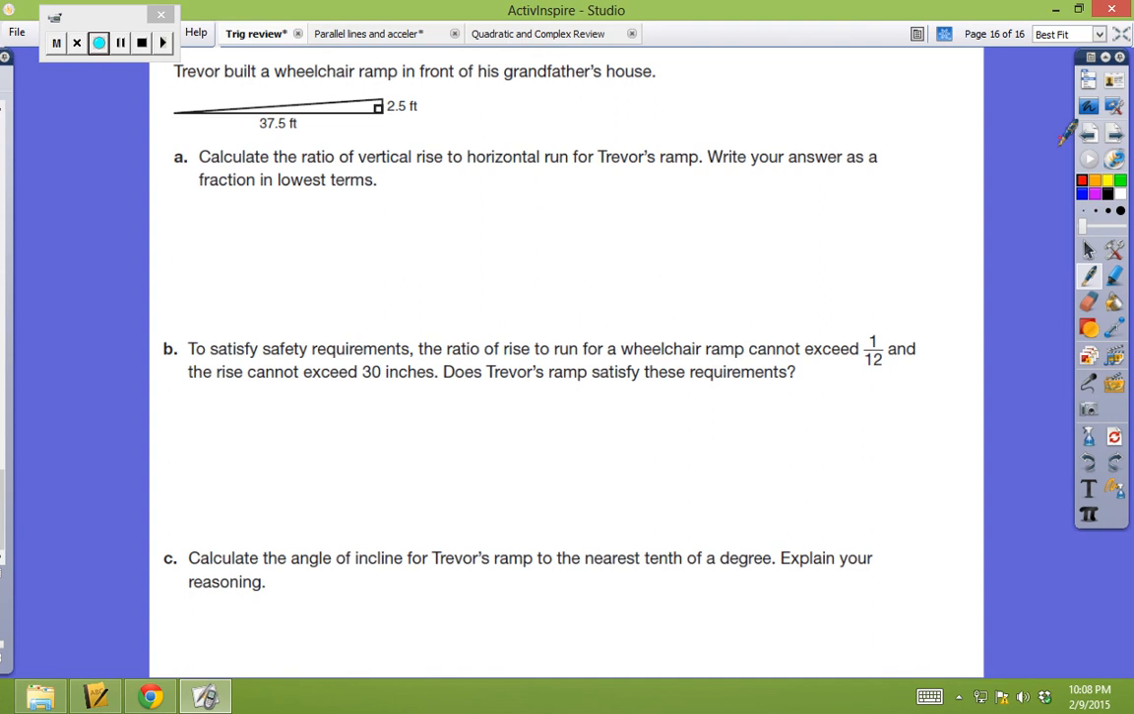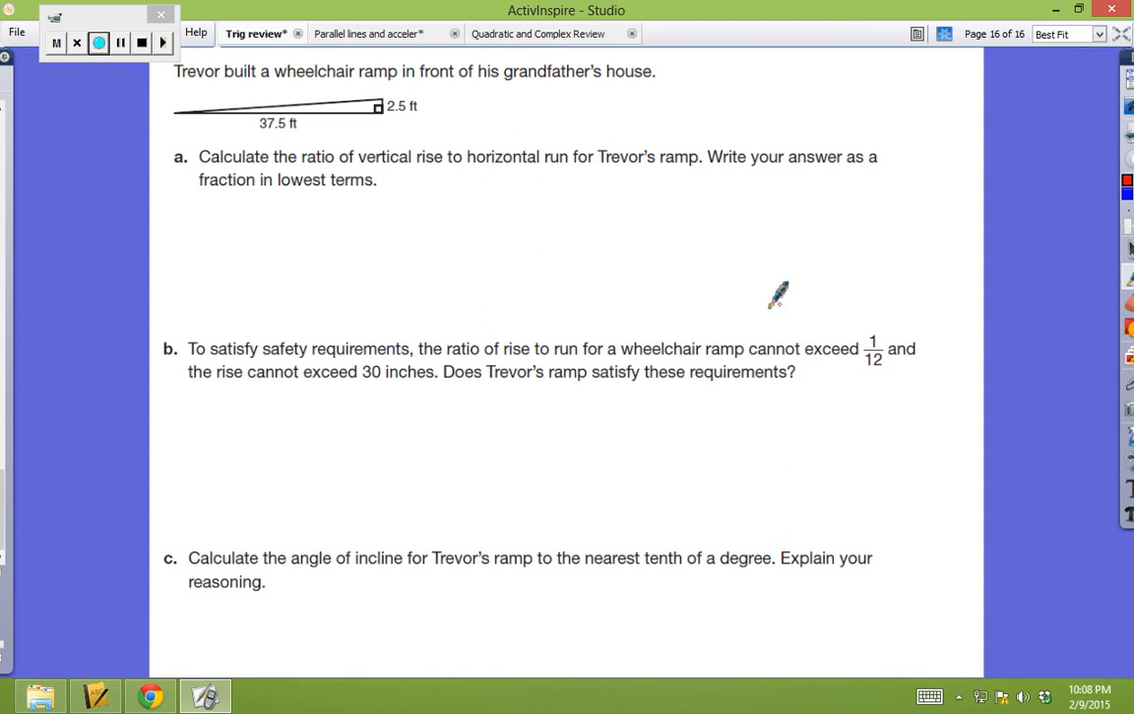Okay, last problem. Trevor built a wheelchair ramp. Here's some specs. Calculate the ratio of the vertical rise to the horizontal run. So the vertical first, 2.5. To the horizontal run, 37.5. Write your answer as a fraction in the lowest term.